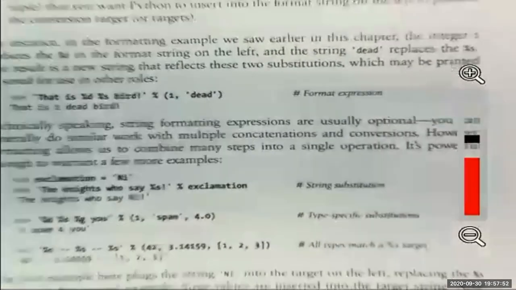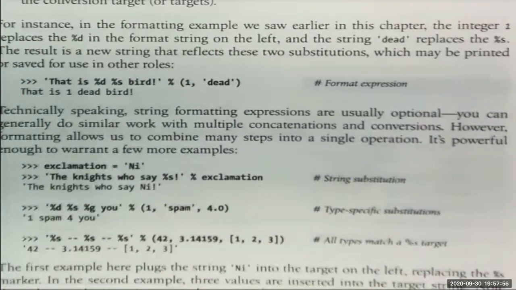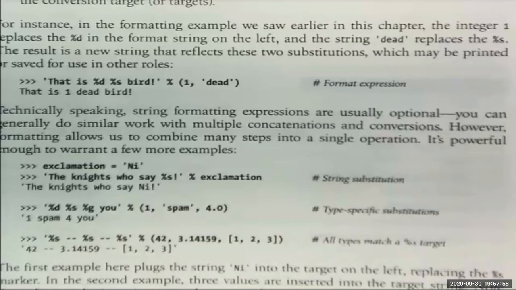So this allows us to inject values into my string at various places. That's right, I forgot that it's the percent sign, and then I give it a tuple with the values inside. So that's super handy.